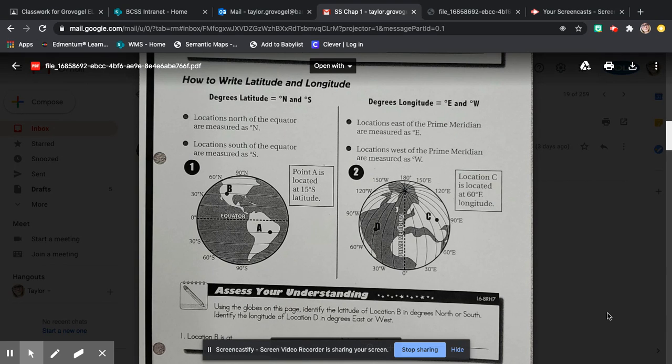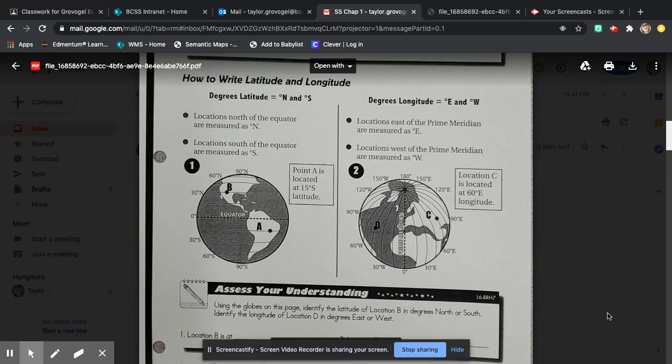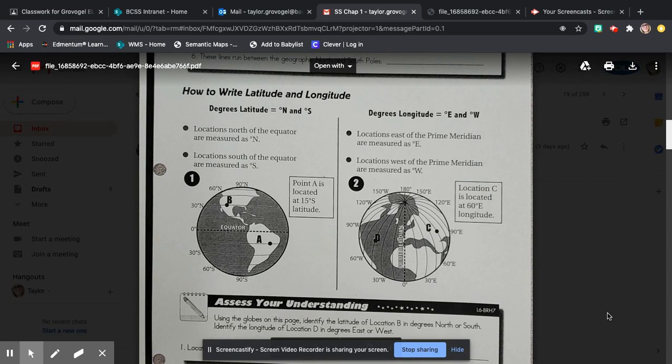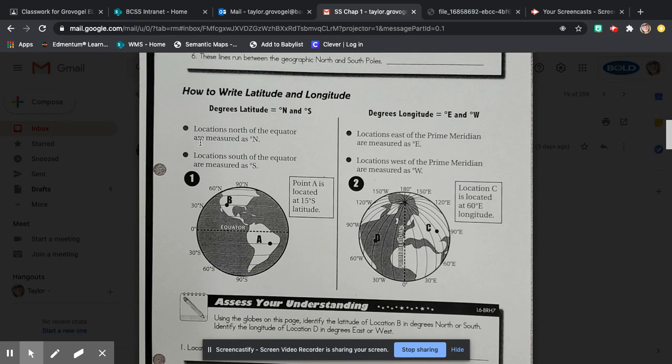Okay, so this is the last thing that we are going to do today, is we are going to learn how to write latitude and longitude. So the first thing, we need to remember that latitude lines are north and south. Okay, the locations north of the equator are measured north.